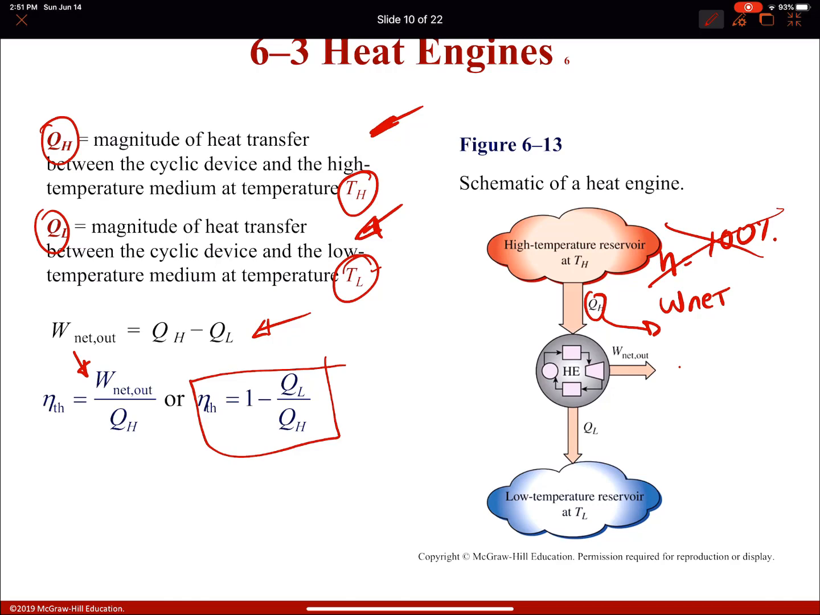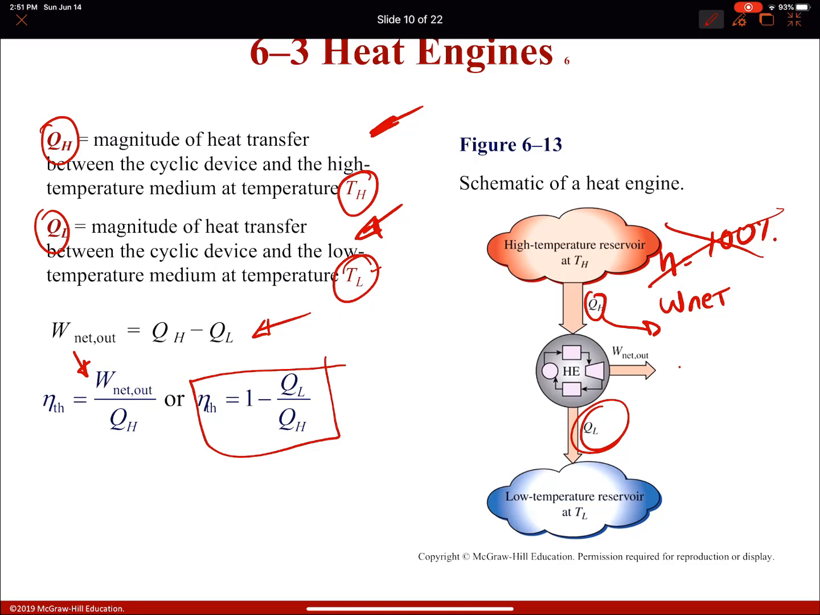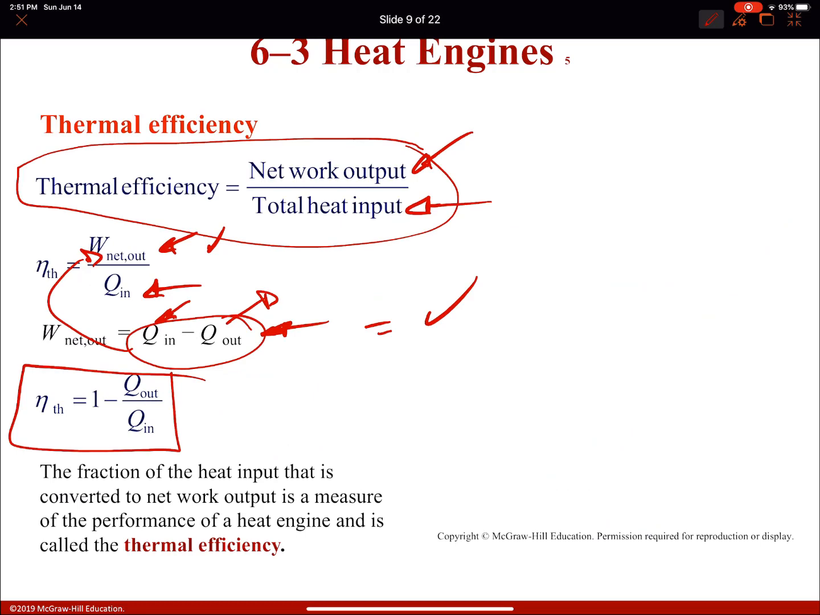So the statement says that, let's just read it again. It is impossible for any device that operates on a cycle to receive heat from a single reservoir and produce all of that energy into work. You will always have losses. You will always have QL that is rejected to the atmosphere as the result of the working fluid flowing through each one of these devices. That's what it says. And it's very important.